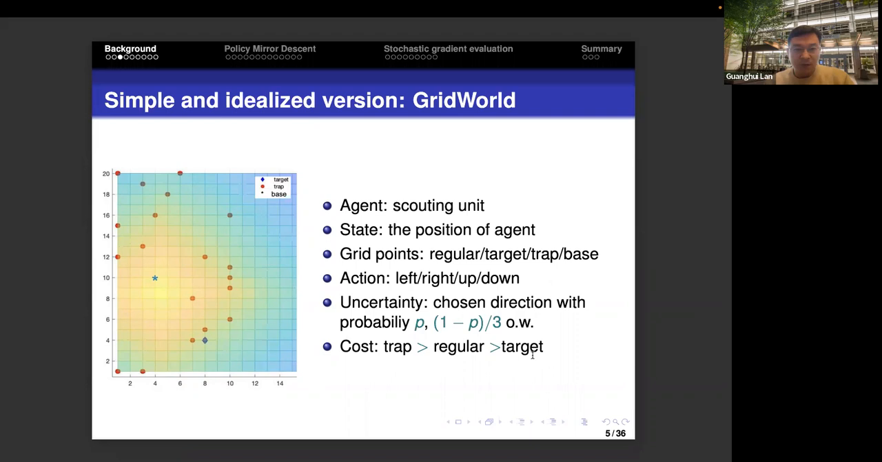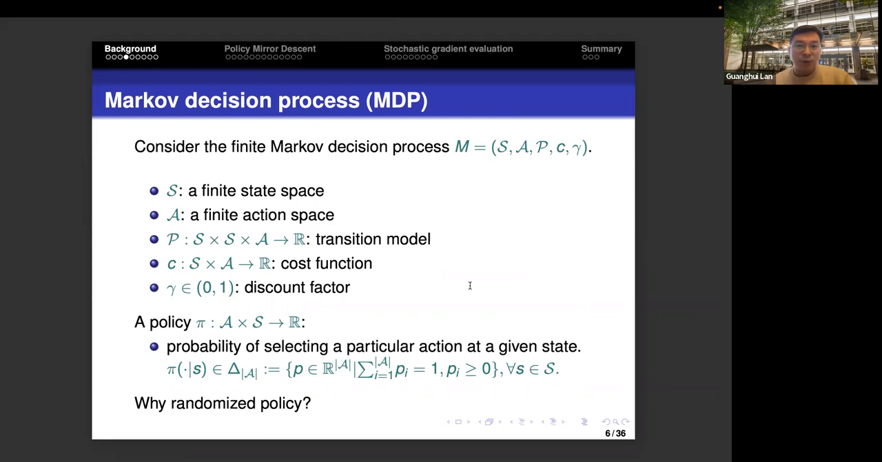So the Markov decision process is a very important tool to model stochastic dynamic programming problems. In this talk, we consider a very simple MDP process. In this process, we have a finite number of states S and a finite number of actions A. And this P defines the transition model. That means at a given state, when you take action A, the probability of moving to another state at the next time point is given by P.